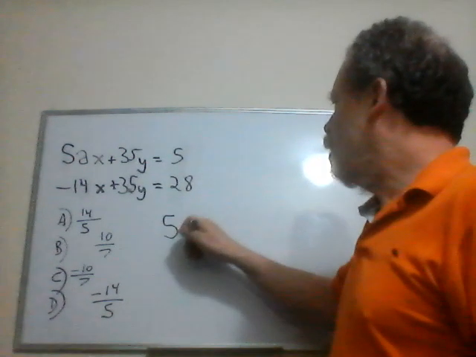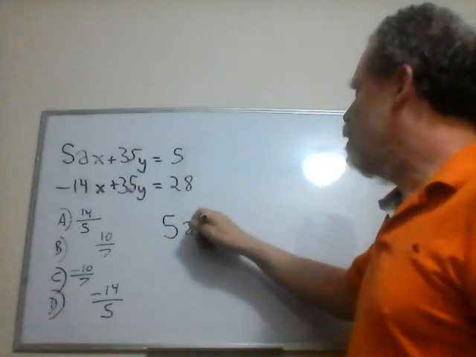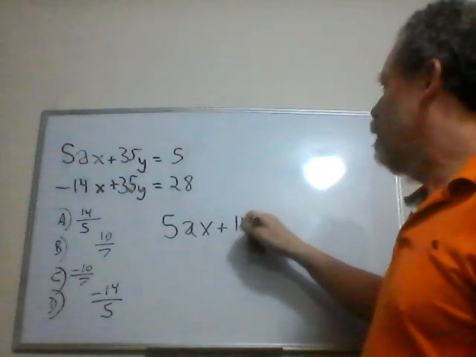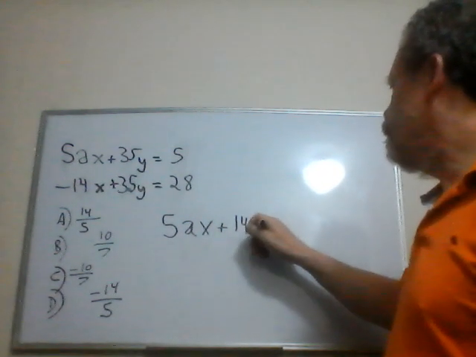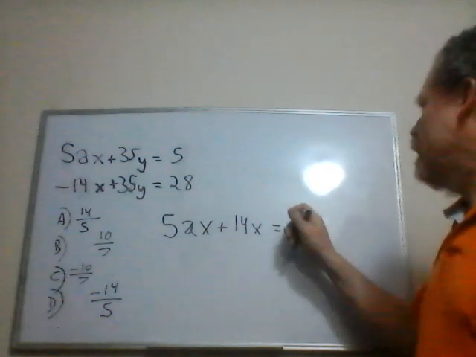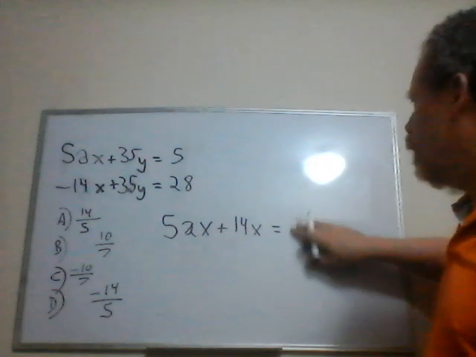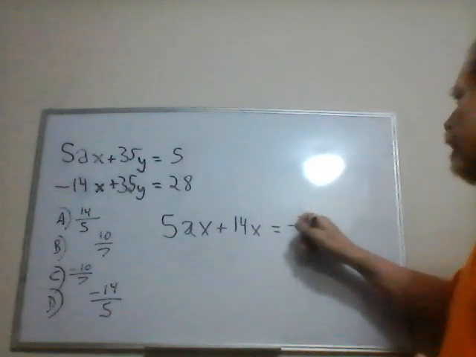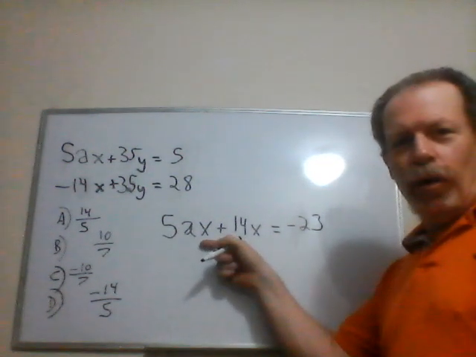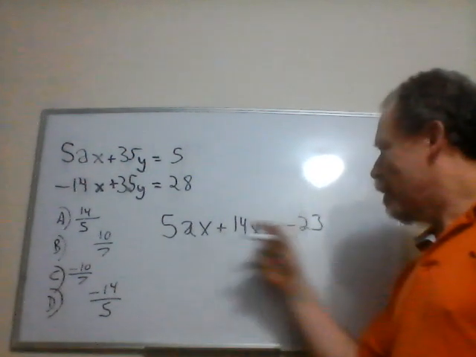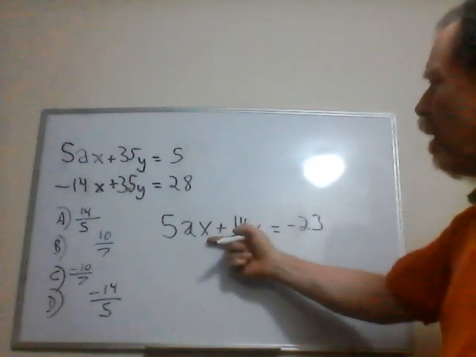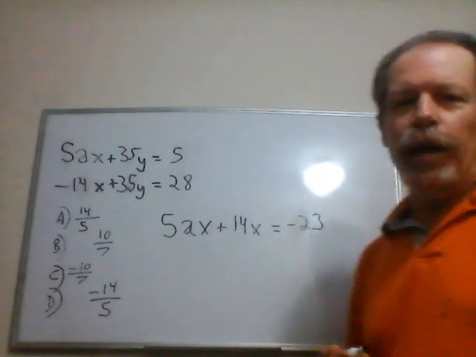5a, that's an a, x, okay, plus 14x, okay, equals 28. I'm sorry, minus 23. Excuse me, minus 23. Now, if this were 0, and this, we don't know what this is, but we know what this is. So if we could get somehow this to equal 0, that would break the thing.